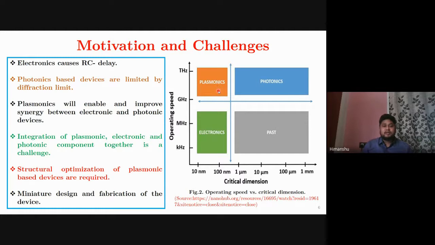But in doing so, there are some challenges because integration of plasmonic, electronic, and photonic components together is a challenge. And since we are going to incorporate plasmonic material in the device, structural optimization is required for the device. And since the device we are going to design is miniaturized in size, fabrication of such devices is a challenge.